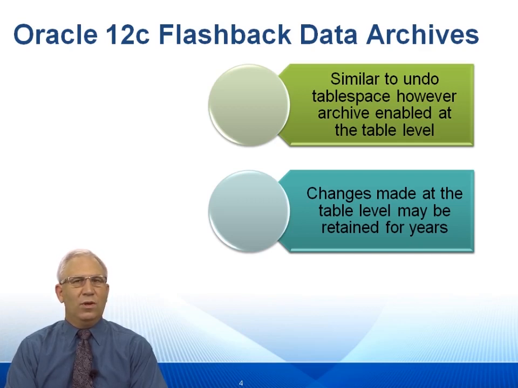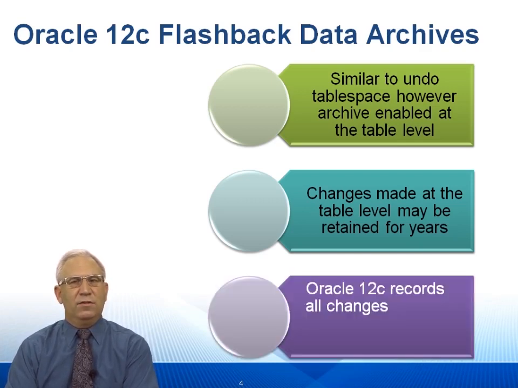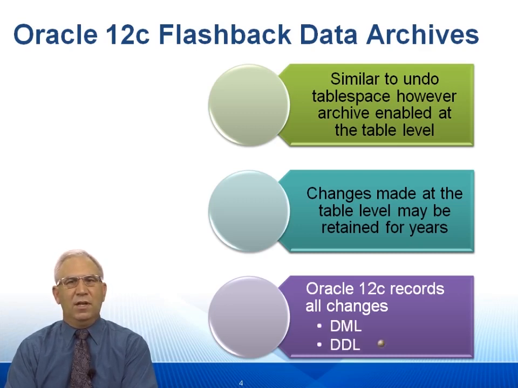Keep in mind, once a table is placed in archiving mode, that table cannot be dropped. All changes made to that table will be tracked and retained for a series of years. If for some reason you choose to shorten up the archive, let's say the archive was 5 years and now you changed it to 3 years, 2 years of data would be lost. And again, Oracle 12c will track all DDL changes as well as DML changes.